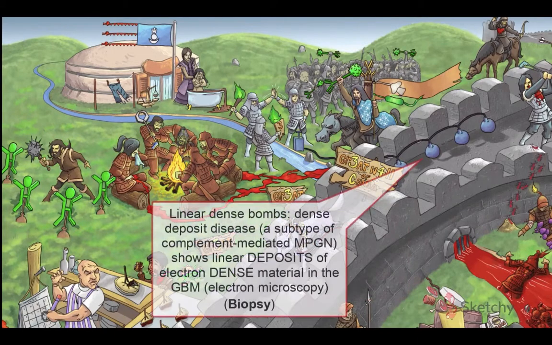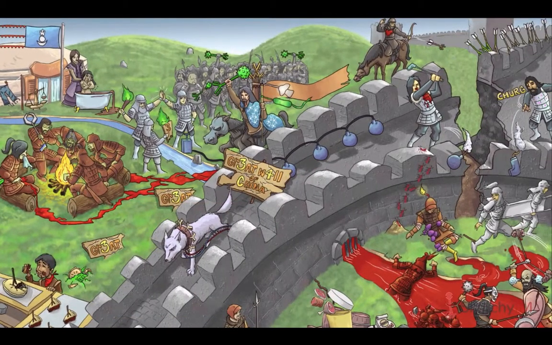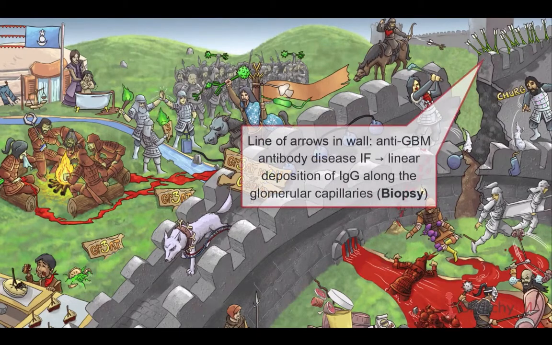There's also a special subtype of complement-mediated MPGN with a special electron microscopy finding. It's characterized by linear deposits of electron dense material in the glomerular basement membrane. It's called, wait for it, dense deposit disease. We'll highlight the linear dense deposits in the GBM with this dark linear fuse connecting these dense bombs on the Great Wall. Anti-GBM antibody disease appears as linear deposition of IgG along the glomerular capillaries on immunofluorescence microscopy.